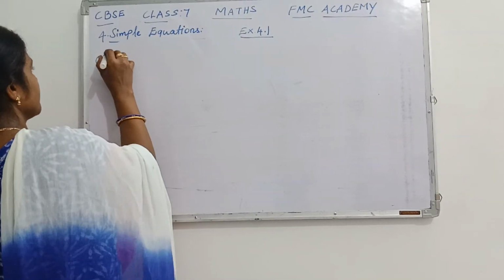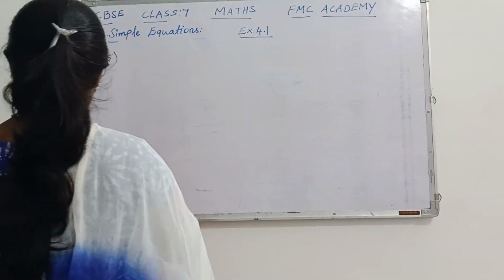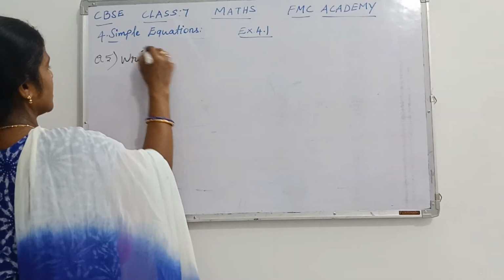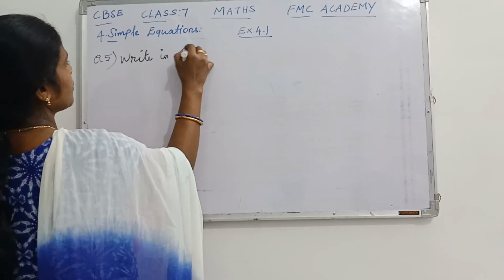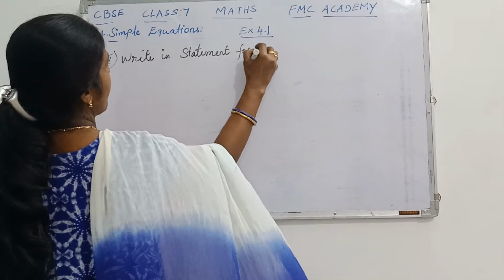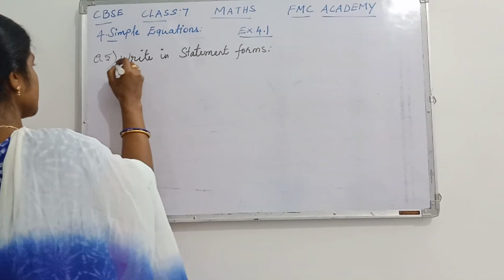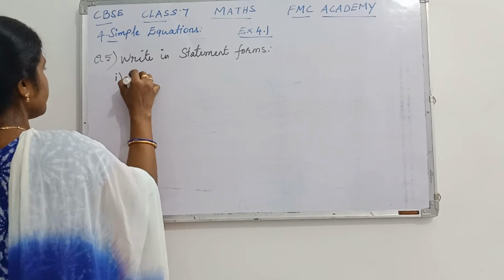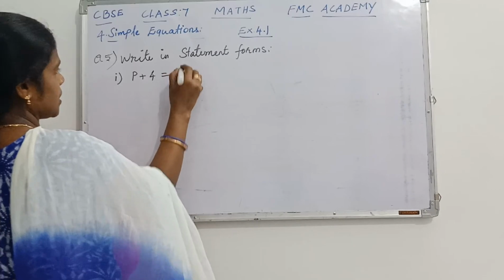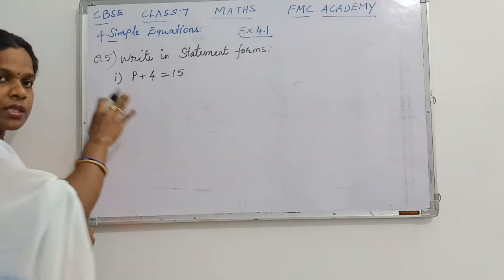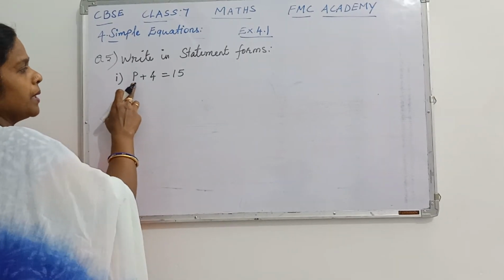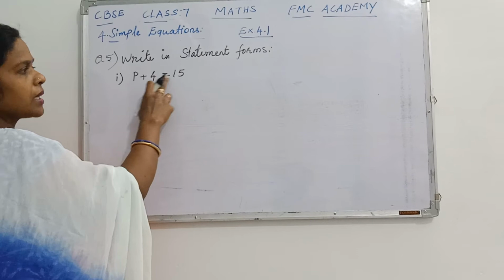Question number 5. Write in statement form. So just see the first one. Here it is given p plus 4 is equal to 15. This is the question. Here the equation is given, we are going to write it in the statement form. So what will you do? A number p is added with 4 gives answer as 15.